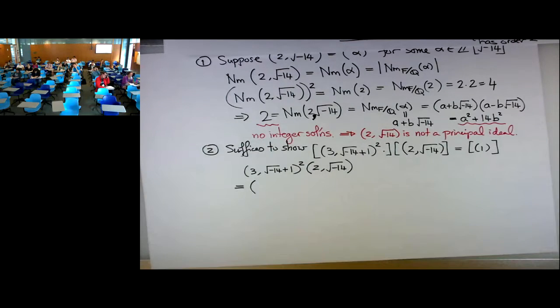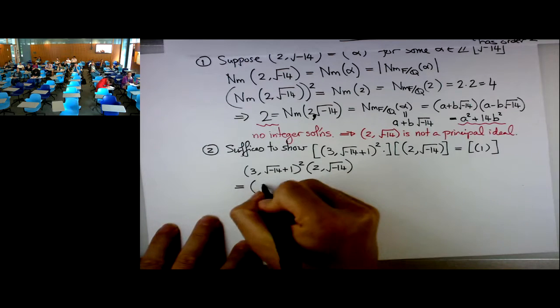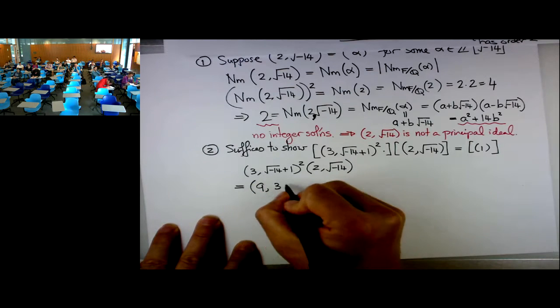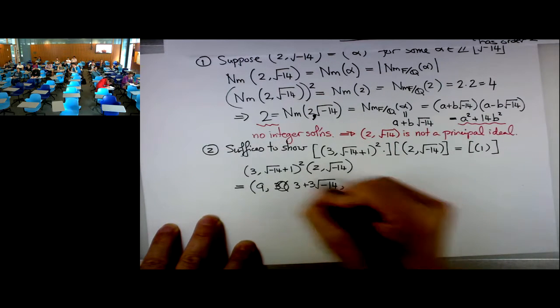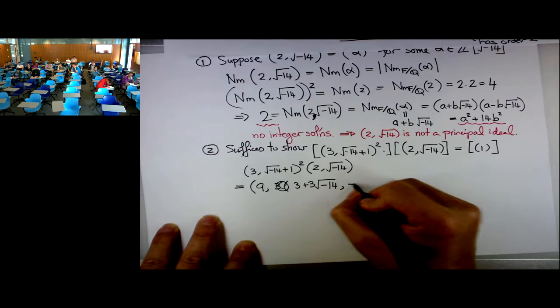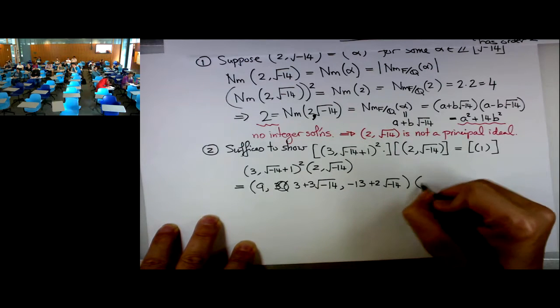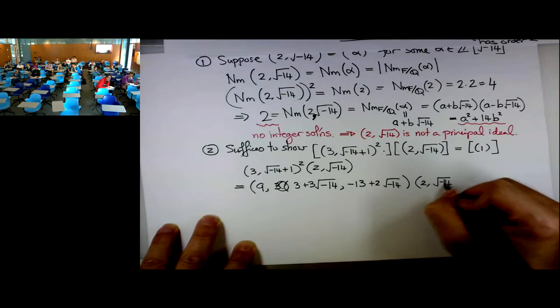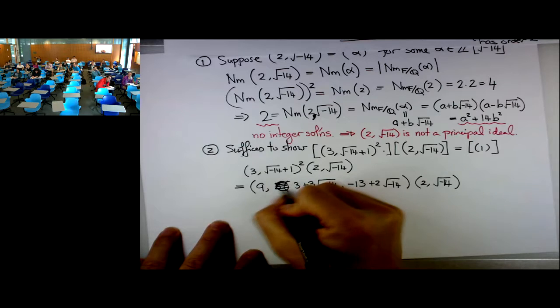Remember that even if you square an ideal, you don't just take the square of the generators. You have to take the pairwise products of the generators. So you have 9 here, you have their product 3 times, let me just write 3 plus 3 root of negative 14, and the square of this one. So that's negative 13 plus 2 times root of negative 14. Not the prettiest thing you've seen, but anyway. Let me simplify a little bit.